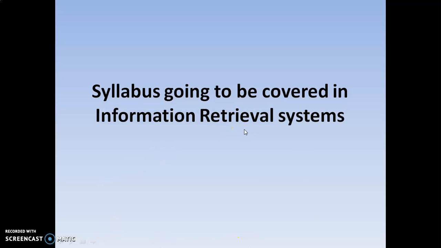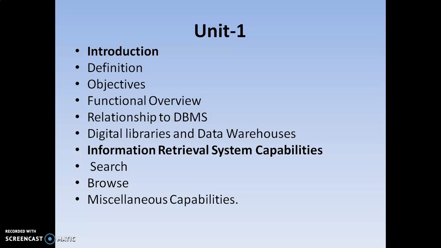In today's session, I am going to describe the syllabus of Information Retrieval Systems, what I am going to cover in the coming sessions. Already I have completed some of the syllabus from the first unit, and now I am going to describe the contents of the remaining units. The entire syllabus is divided into 5 different units, and each unit has 2 subsections. So let us see what the contents of unit number 1 are.